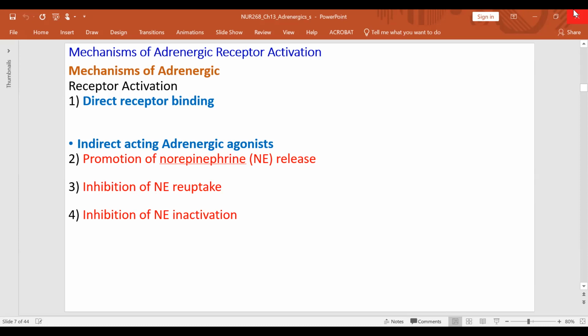So, two related notes from the mechanisms of different adrenergic drugs. The indirect acting adrenergic agonists, which belong to numbers 2, 3, and 4, will affect the central nervous system. They are going to affect the CNS and may result in hypertension and dysrhythmias.